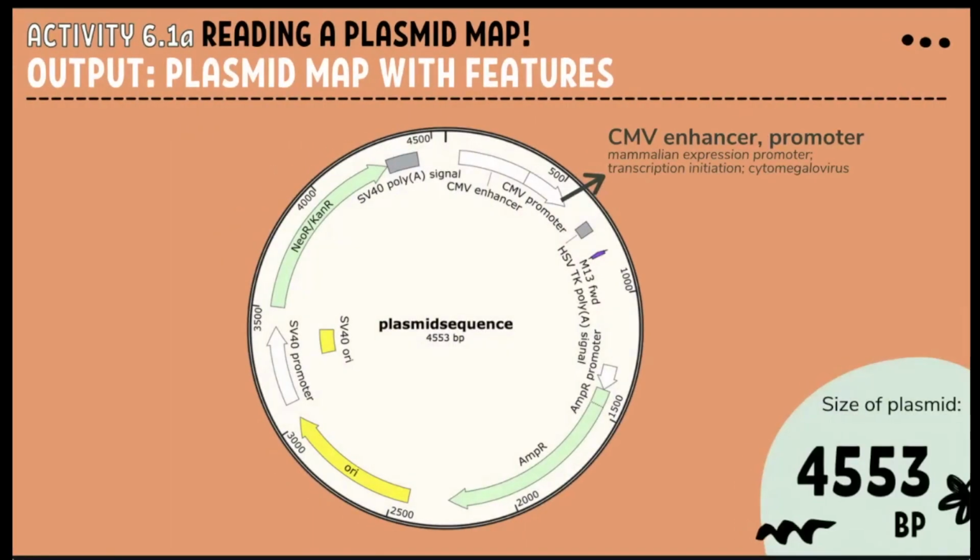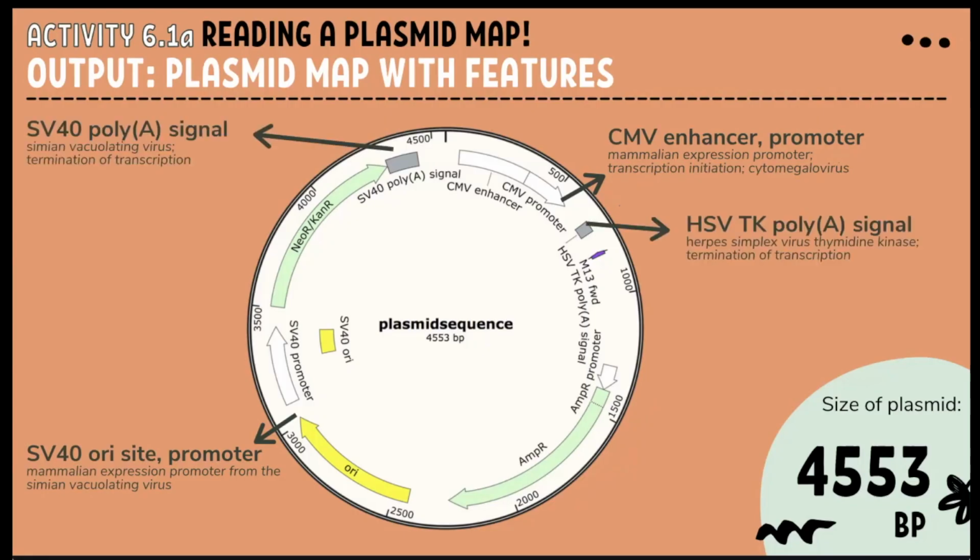Our output shows the plasmid map with all the new features pointed out. Among them, we have the CMV enhancer and CMV promoter, where CMV stands for cytomegalovirus. This is a mammalian promoter that initiates transcription. Next, we have the SV40 promoter, another expression promoter, this time from the simian vacuolating virus. We also have the SV40 origin of replication. Moreover, we also see two poly-A signals, SV40 and HSV-TK, which play a role in the termination of transcription. Moving on, we see NeoR or KanR here, which serves as resistance to the antibiotics neomycin and kanamycin.